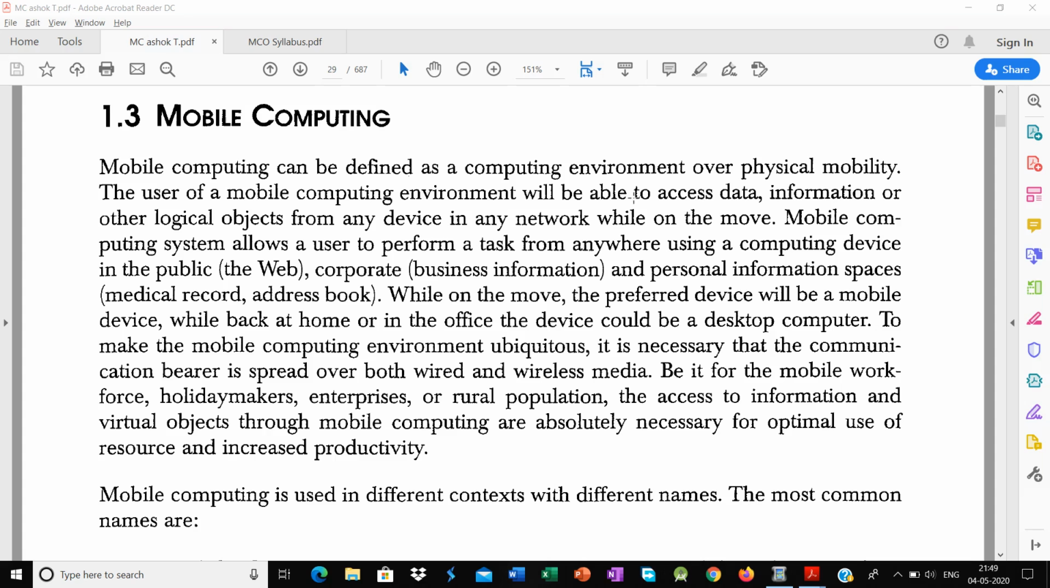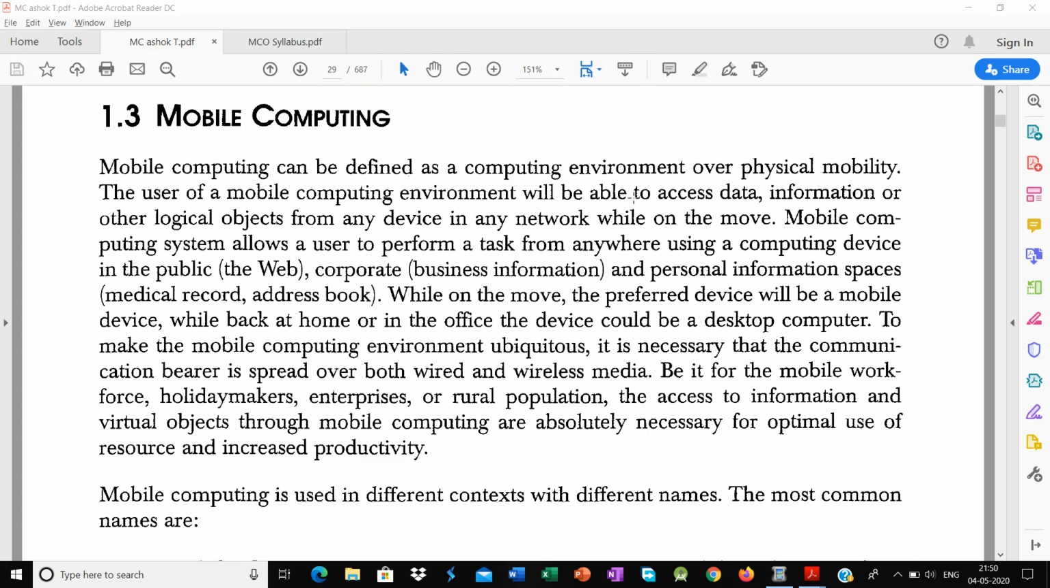So, mobile computing can be defined as a computing environment over physical mobility. That means, in the previous lecture we have seen the mobility concept. Mobility means finding the distance between the physical and the virtual objects. In virtual objects, we consider the bits and bytes of information traveled from one location to another location. So this is one kind of environment where the physical or logical factors or objects are moved from one location to another location.